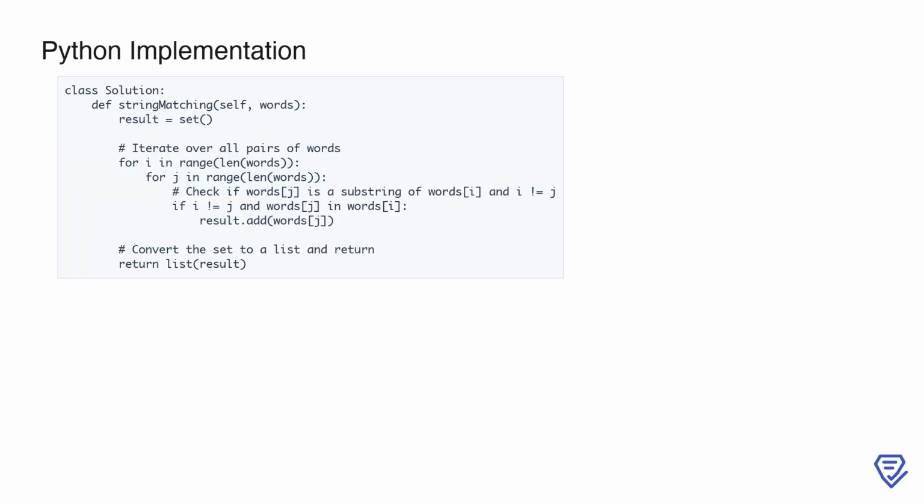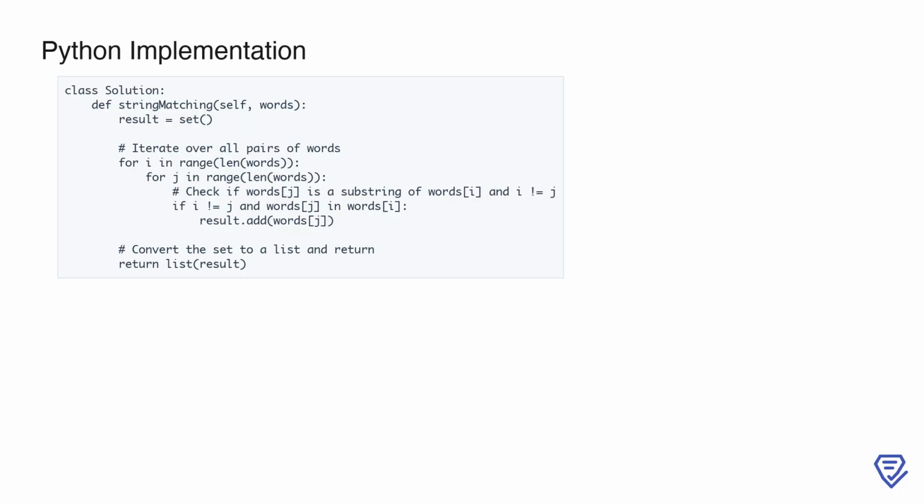This code solves the LeetCode problem 1408, string matching in an array, by identifying strings in the input list that are substrings of other strings in the same list. The function string matching takes a list of strings called words as input. First, a set called result is initialized to store unique substrings. A set is used to ensure no duplicates in the output.